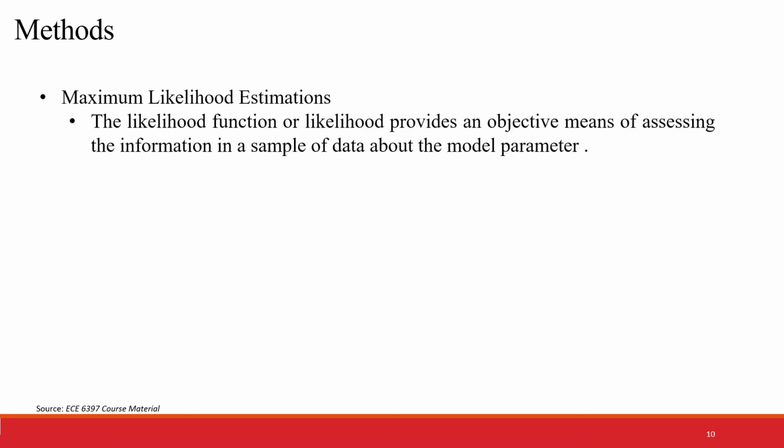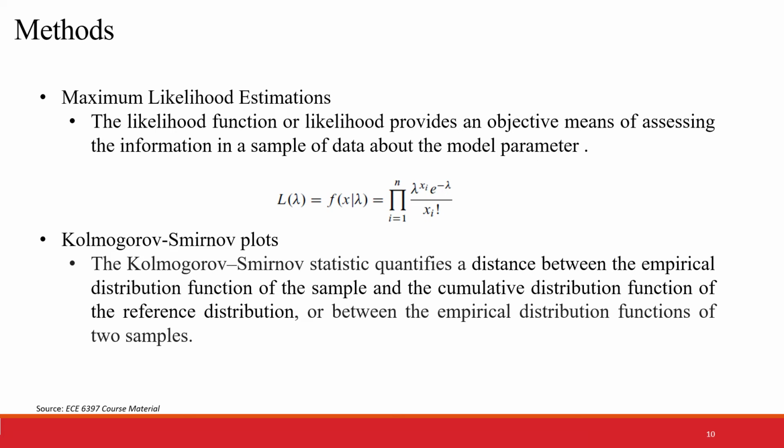Maximum likelihood estimation, or the likelihood function, provides an objective means of assessing the information in a sample of data about the model parameter. Most commonly, the model parameter that has to be estimated would be lambda. The Kolmogorov-Smirnov plots, or the KS plots, are statistics that quantify a distance between the empirical distribution and the cumulative distribution of the sample.